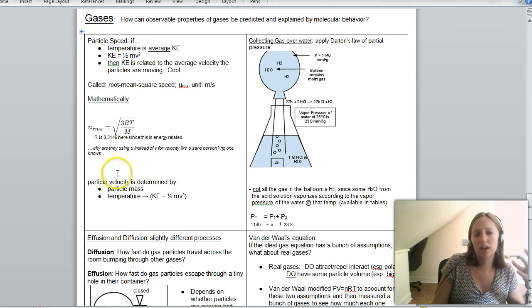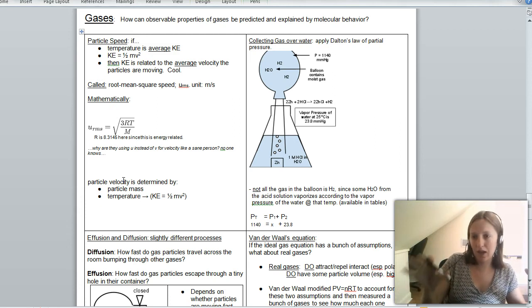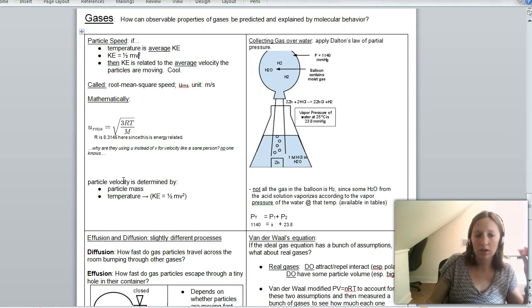And it's important to understand the concept of mass and velocity both playing a part in the kinetic energy. If you've got heavy particles and light particles and they're at the same temperature, the light particles are going faster and the heavy particles are going slower. They have the same amount of energy, but the fact that the heavy guys are heavy means that that energy is pushing a larger amount of mass around, so they're not going quite as fast. So that's particle speed. Woo!